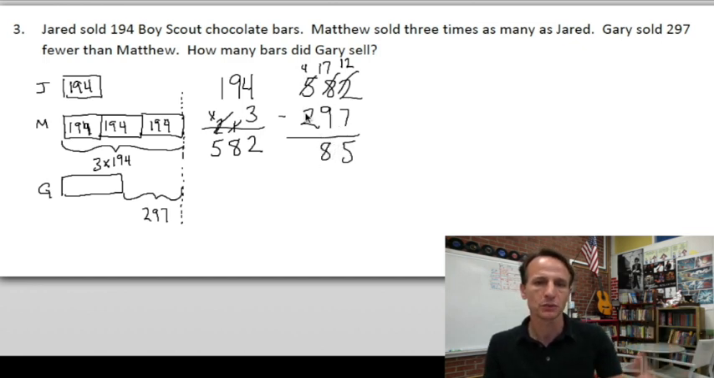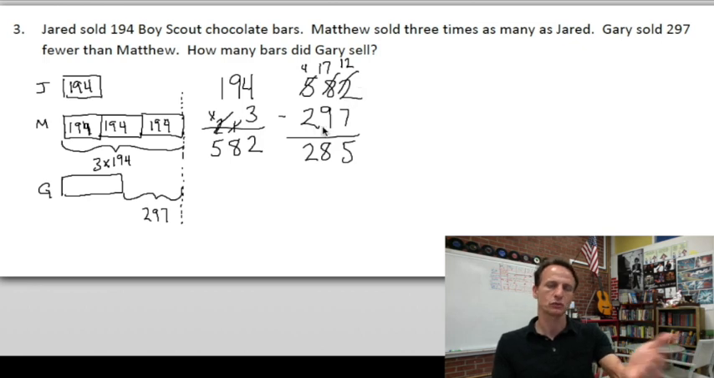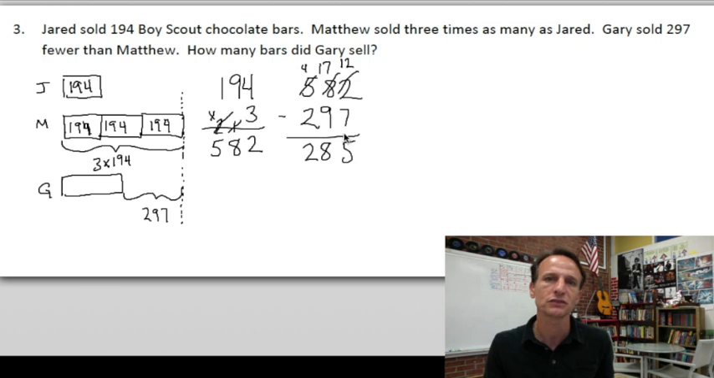And then 4 minus 2 in the hundreds place leaves 2. And this makes sense. It's about 600 minus 300 is about 300. See how that quick rounding estimating is very useful? So it makes sense. Gary sold 285. See, he didn't do so poorly. That's pretty good. That's a lot of chocolate, man.